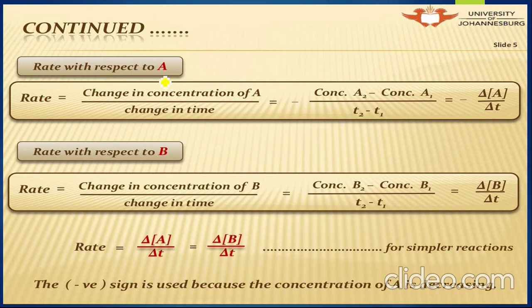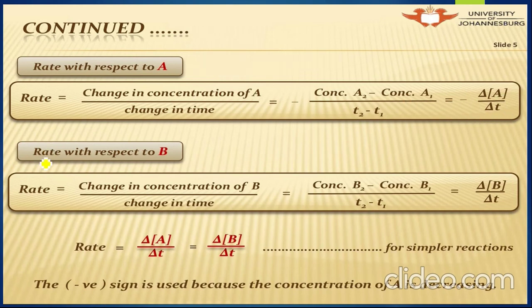So with respect to the reactant A, rate is equal to the change in concentration of A over change in time, which is equal to negative. This negative, I'm sure you understand, because reactant A was decreasing with time. Then we have the final concentration, which is A2, and the initial concentration, which is A1, and down here we have the final time, which is T2, and the initial time, which is T1. So it is equal to negative change in A over change in T. I'm sure I've explained this and we are clear now.